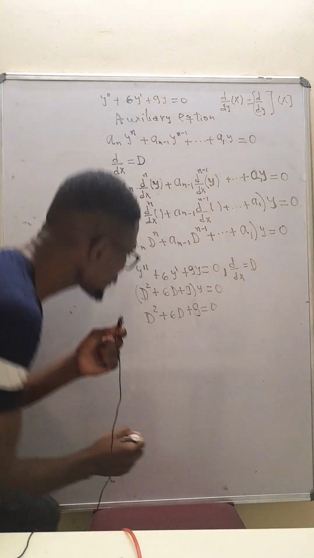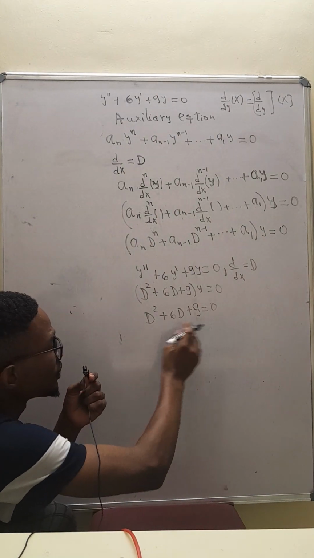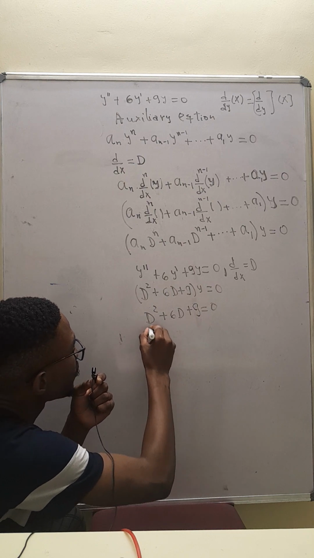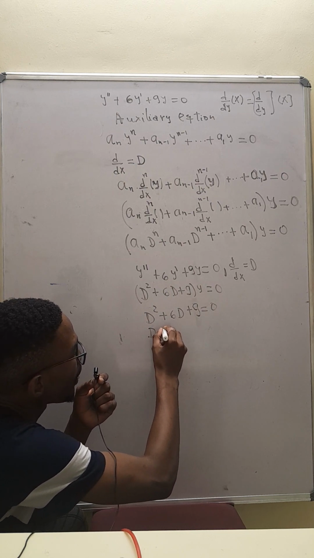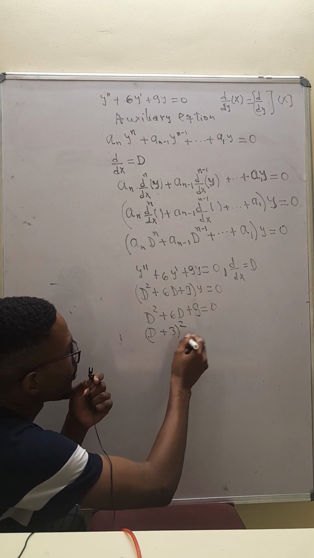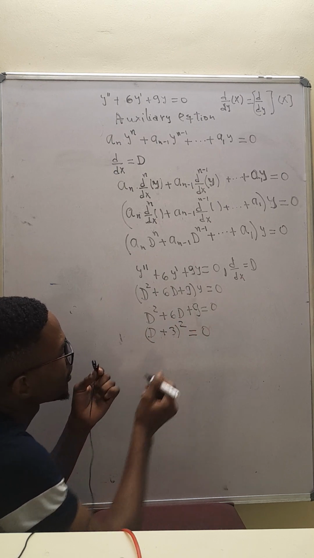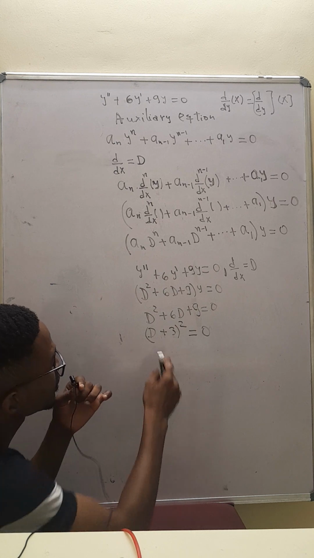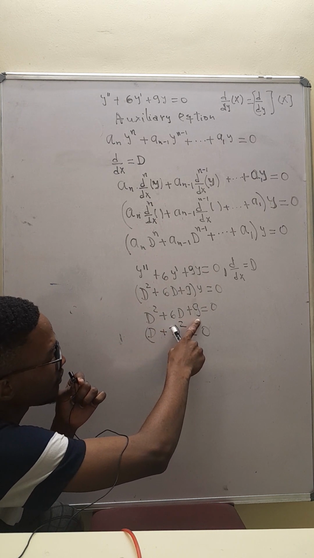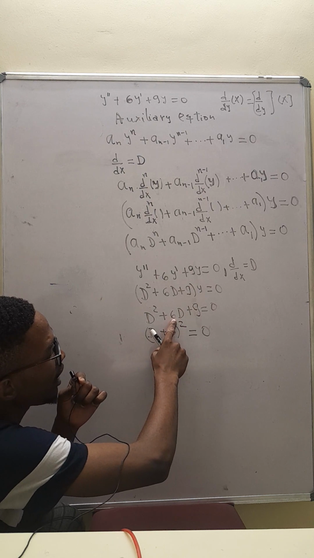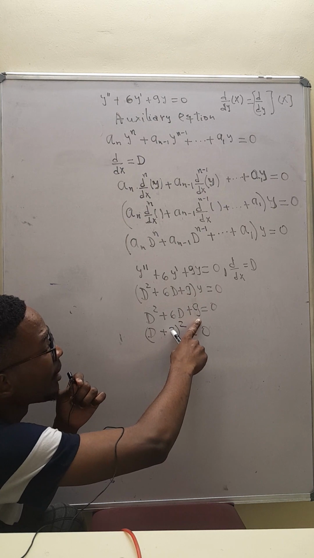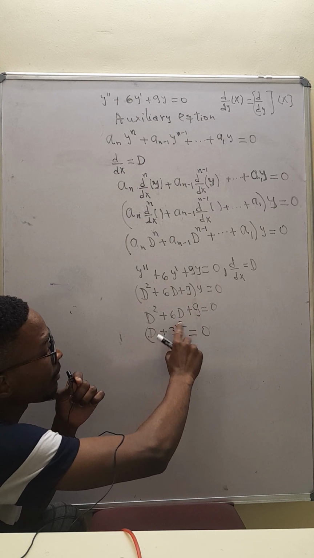Now see, I will just solve this one. D squared plus 6D plus 9 will be (D plus 3) squared. Why? Because we know that 6 is the sum of the roots and 9 is the product of the roots. So for 6 and 9, what are the two numbers that you can multiply?